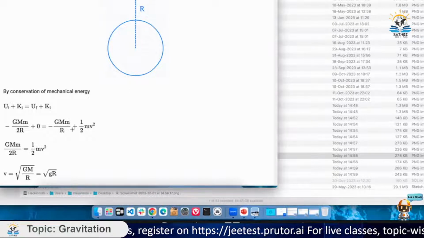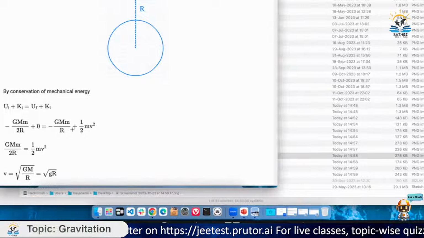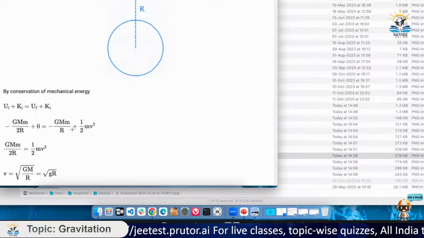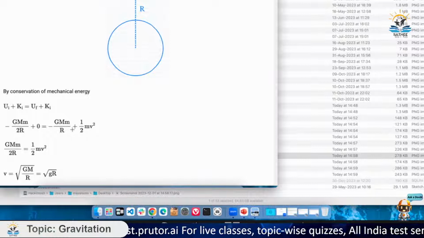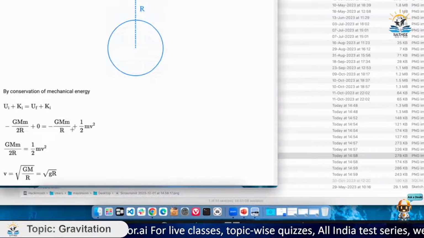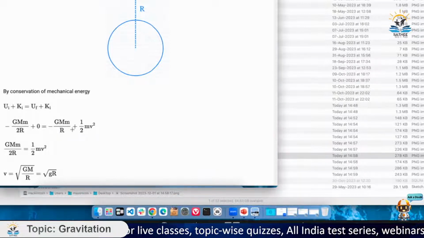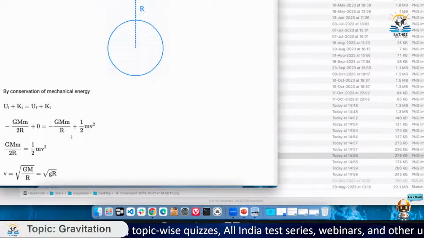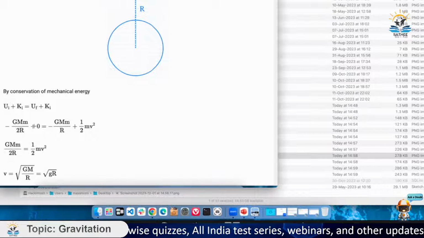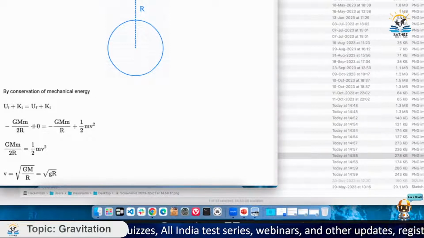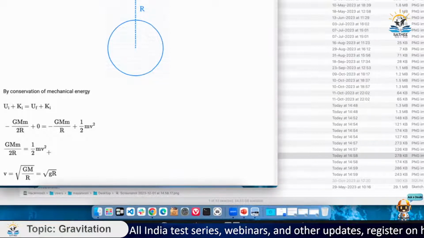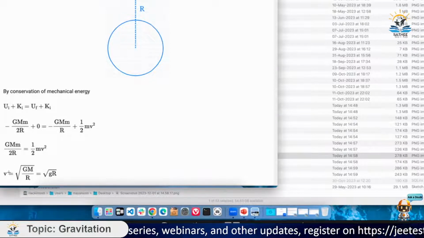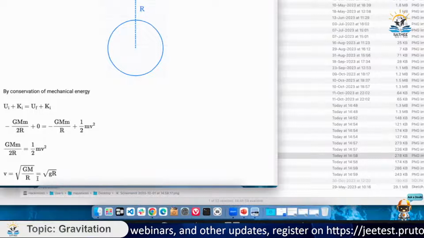And suppose when the body strikes the earth's surface, its energy would be gravitational potential energy and some kinetic energy. So that would be minus G M m upon R plus half mv square. From this equation, we can derive the velocity of the body when it strikes the surface of Earth as v is equal to root of G M upon R.